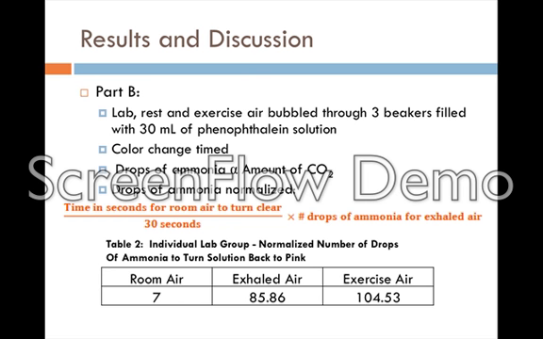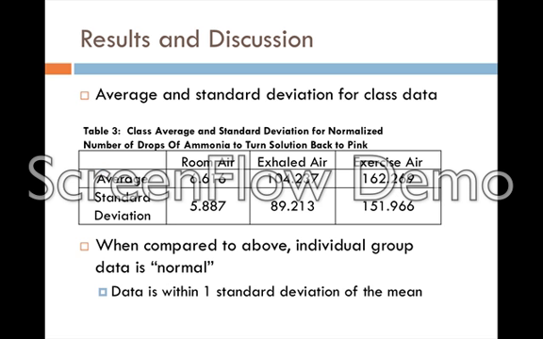The amount of ammonia needed for a color change in each solution is directly proportional to the amount of CO2 in said solution. Table 2 shows the normalized number of drops of ammonia used in each beaker in order to turn the solution back to pink. The equation for normalizing data is the time in seconds for room air to turn clear divided by 30 seconds, all multiplied by the number of drops of ammonia for exhaled air. Table 3 shows the average values for the normalized number of drops of ammonia needed to turn the solution back to pink for each trial, as well as the standard deviation.